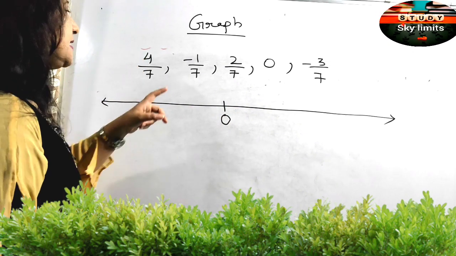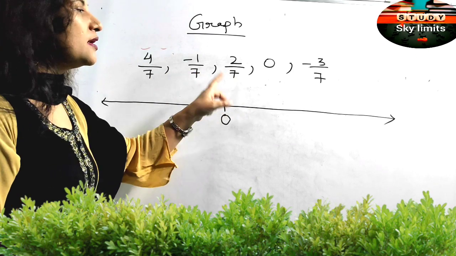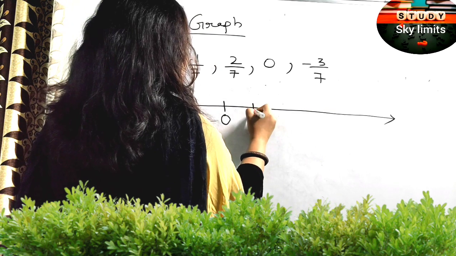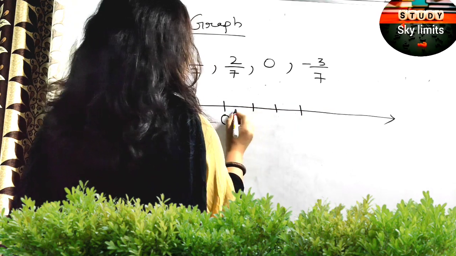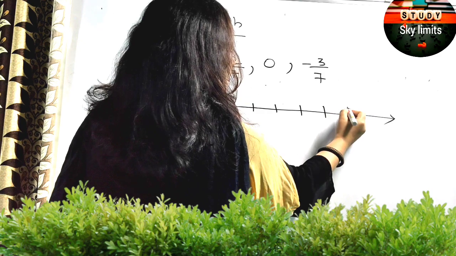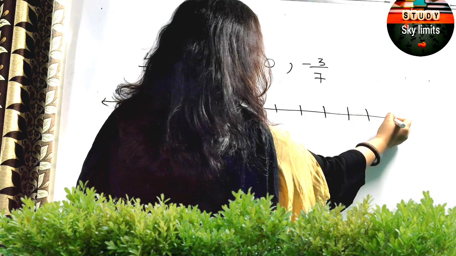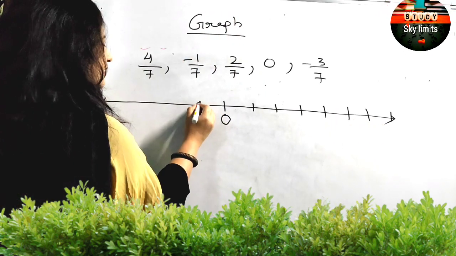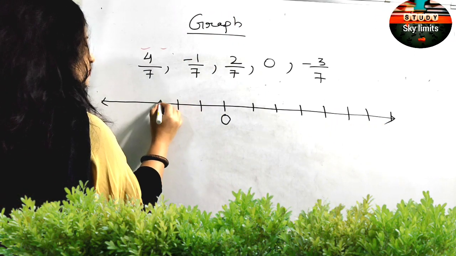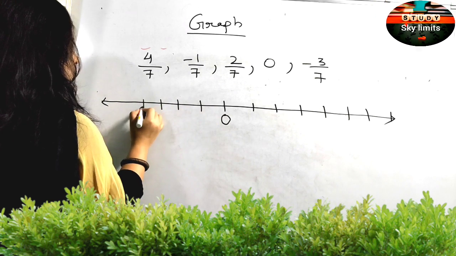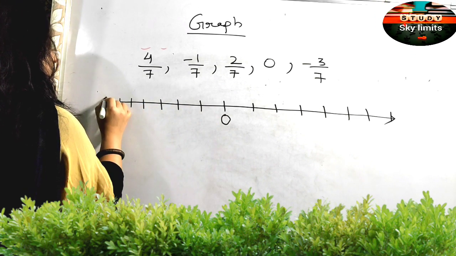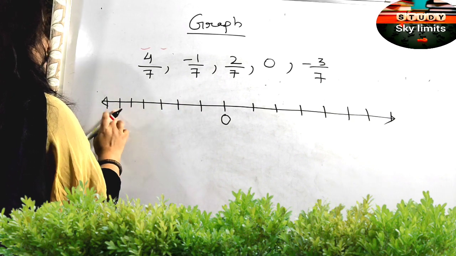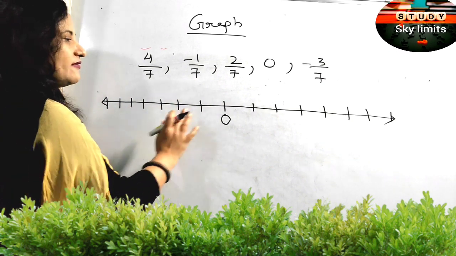So now as you can see, the denominator is 7. So divide this distance into 7 equal parts. 1, 2, 3, 4, 5, 6, 7. Okay, suppose this is 7. Again, divide this side also. 1, 2, 3, 4, 5, 6, 7. Now I have made 7 equal parts.